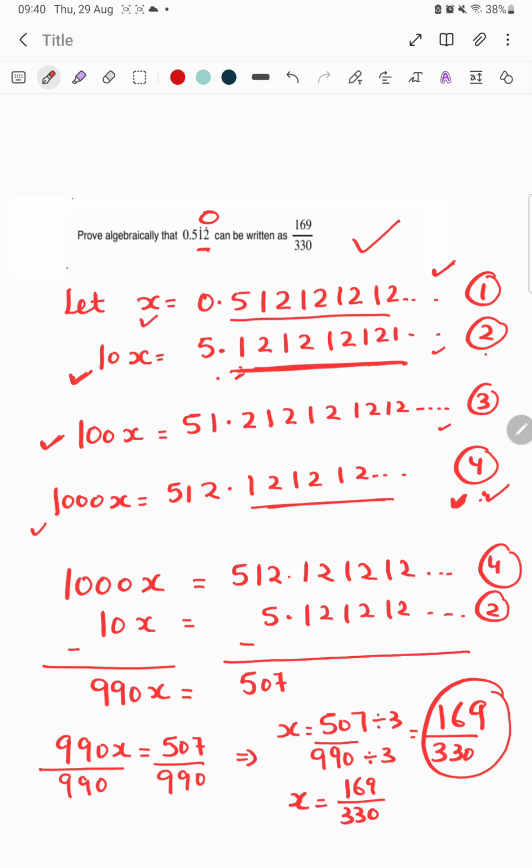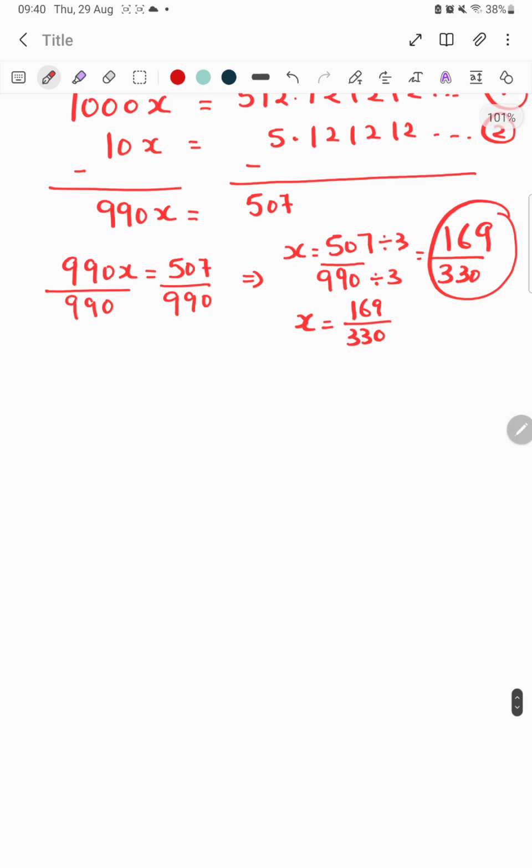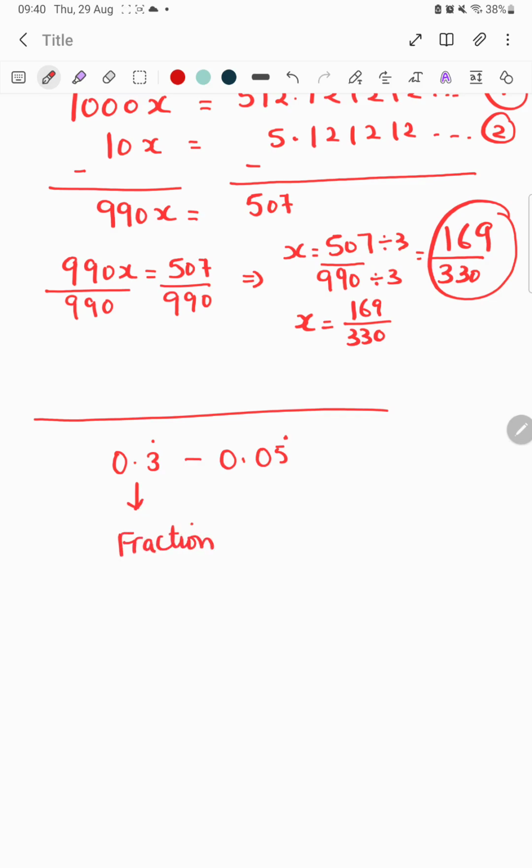Similarly, you can get questions similar to this one, and you might even get questions where you apply operations. Let's say you have to solve 0.3 with a dot minus 0.05 with a dot. What are the steps? You write each as a fraction using the same strategy as I did for the previous questions, and we know how to subtract two fractions. That's it. Okay, thank you.